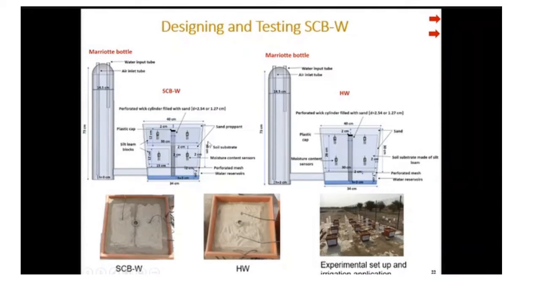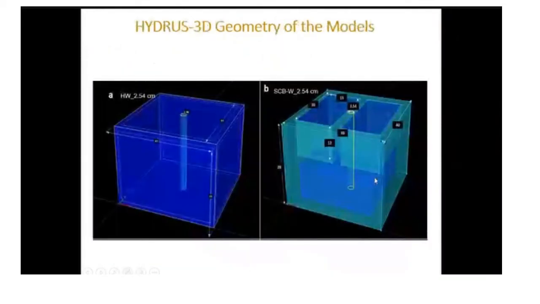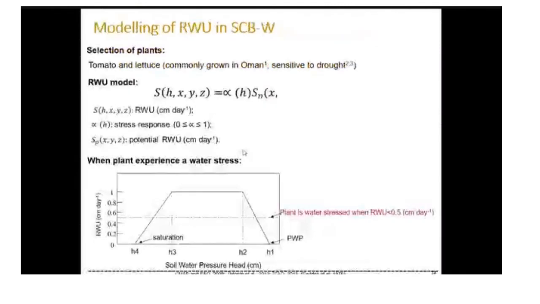And I compared this system with a control, which is basically without the smart capillary barrier structure, just fine soil, and then ran the experiment. In the modeling, I modeled these different structures. Here you have the smart structure, and here you have the control. Later on, I used the model. I chose two different crops, tomato and lettuce, because they are commonly grown in Oman and they are very sensitive to drought. That's why I wanted to test it.